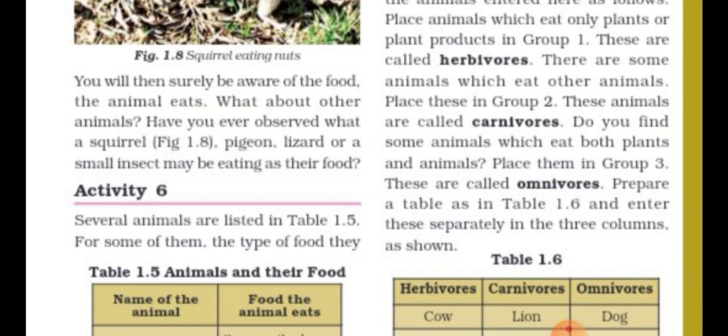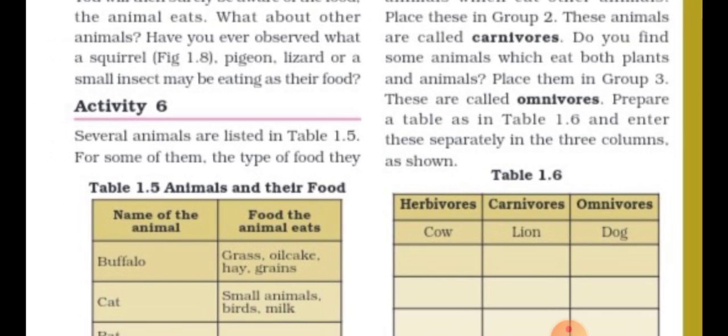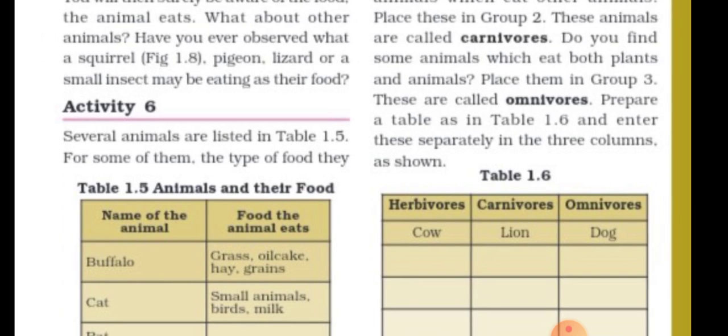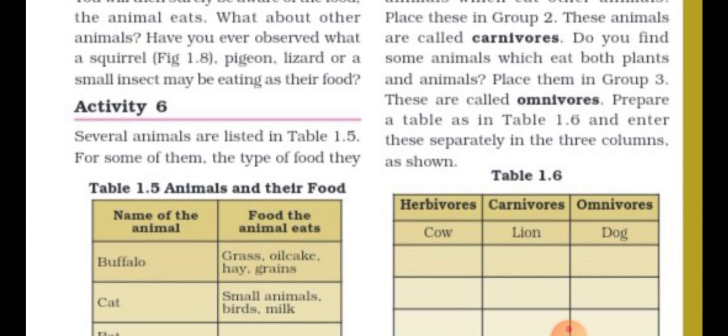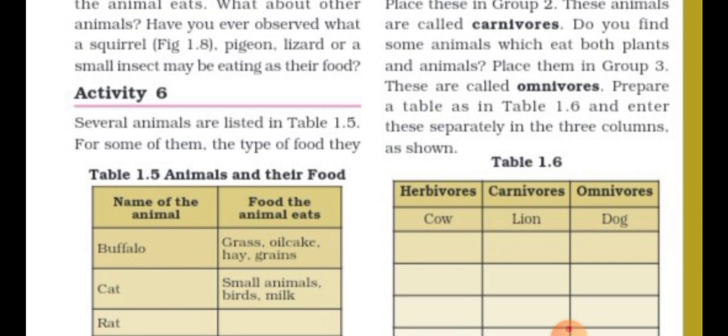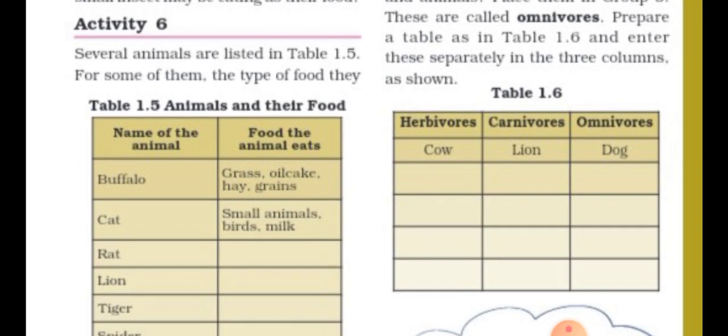There are some animals which eat other animals. Place these in a group too. So the animals who are eating other animals, you will put in carnivores. Now, do you find some animals which eat both plants and animals? Place them in group 3, that is called omnivores. Yes, very good. Now prepare a table as in table 1.6 and enter these separately in 3 columns as shown.